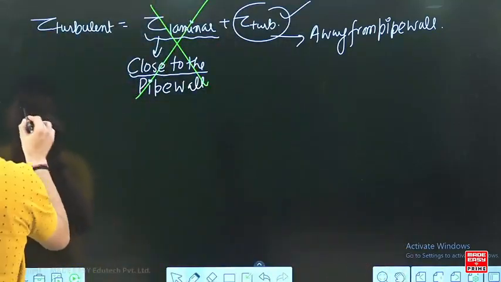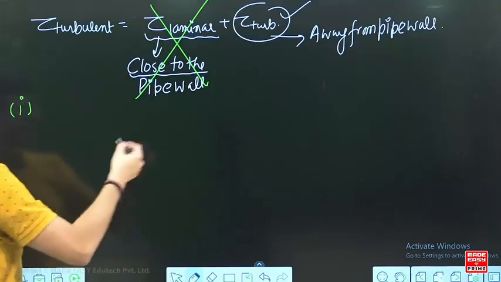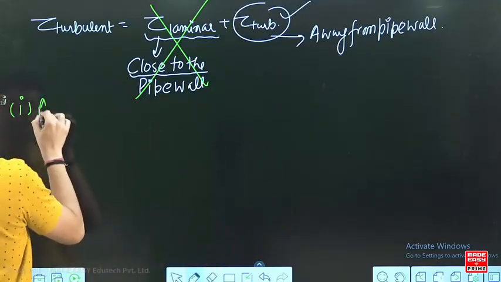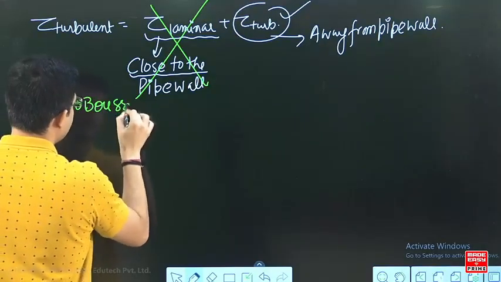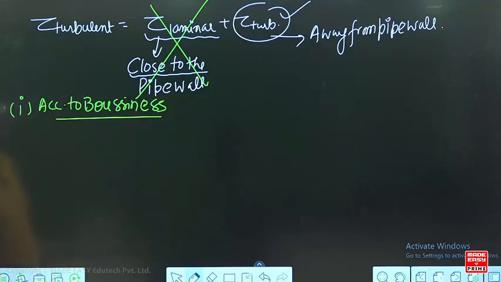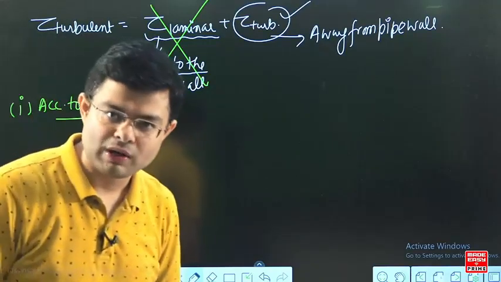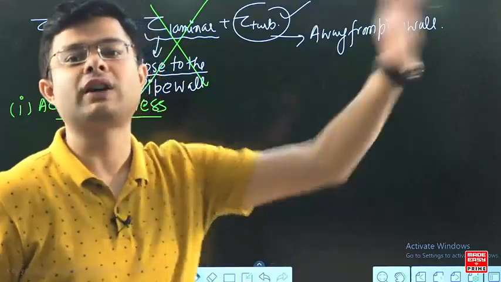So the first scientist whose theory we have to study, whose value we have to see, is according to Boussinesq. There was a scientist with the name Boussinesq. He did his experiments and research and gave the value of tau shear.